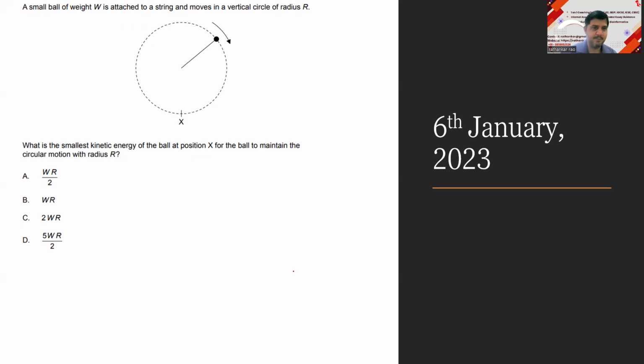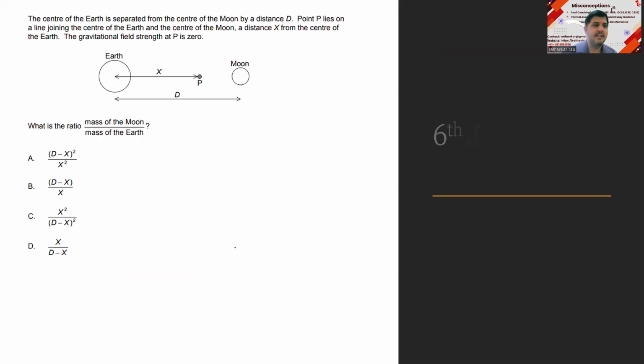Think about it. The center of the earth is separated from the center of the moon by a distance d. Point P lies on the line joining the center of the earth and the center of the moon, at a distance x from the center of the earth. The gravitational field at point P is 0. What is the ratio of the mass of the moon to the mass of the earth? So what you need to do is, when will the gravitational field at point P be 0?